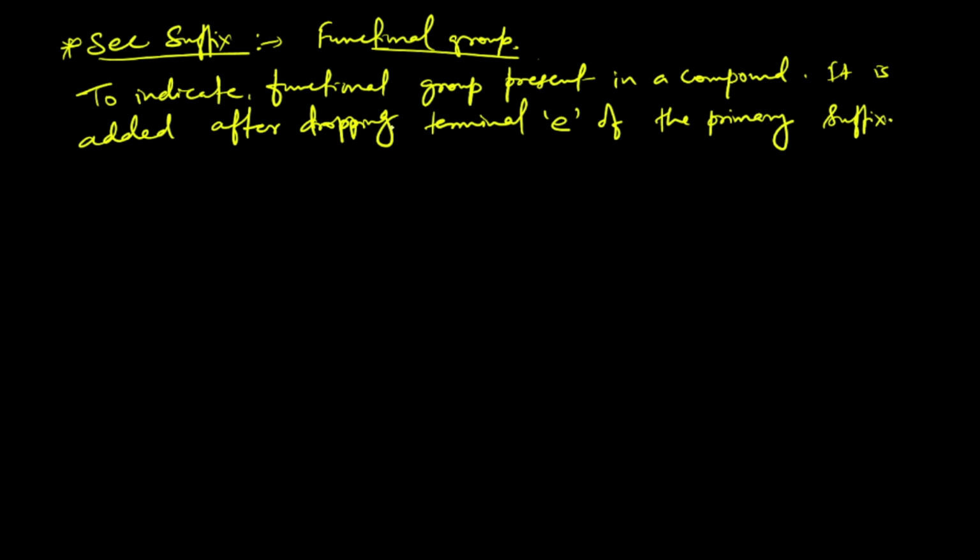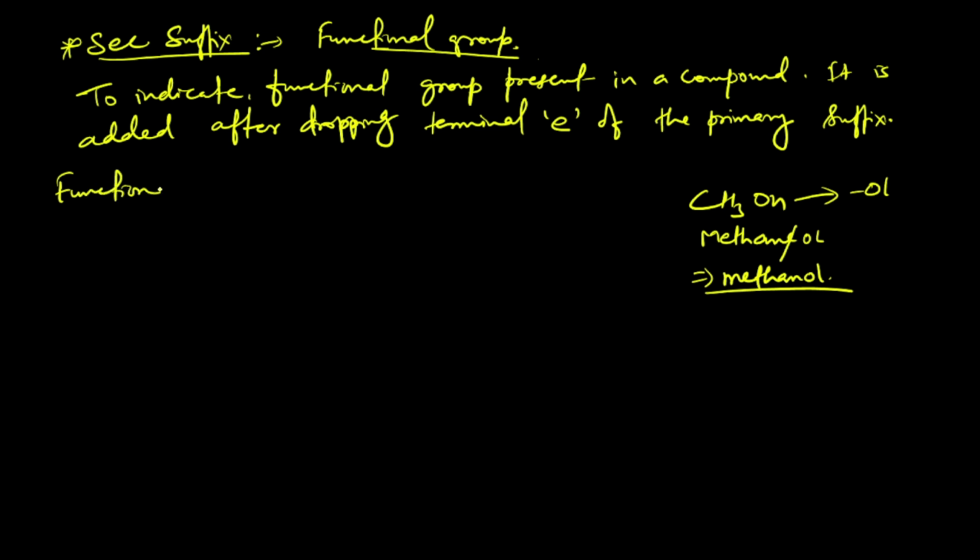So to indicate this functional group, what will we do? Just like methane, suppose methanol is there, CH3OH. What are we going to write? We know that one carbon is there, so we write meth. Only one carbon, so ane. Now to write this alcohol, the hydroxyl group, if it is a secondary suffix, then we write OL. So to write this OL, we remove this E and put OL. So the name will be methanol. Al will be for aldehyde, correct?